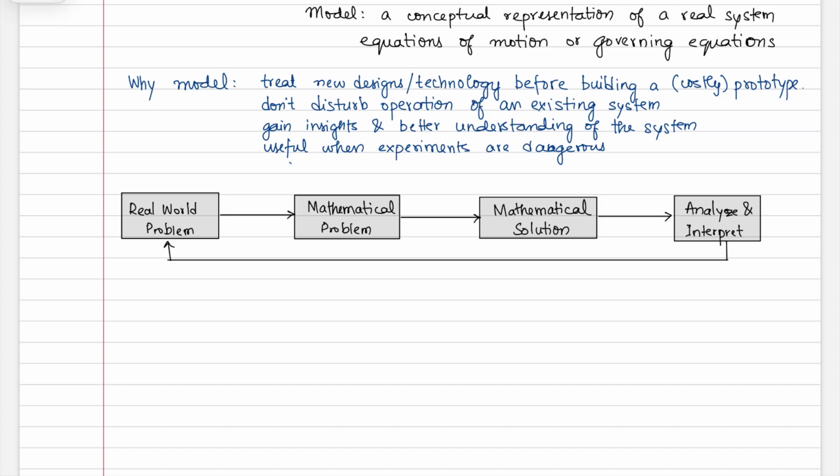What kind of data is available? Do you actually trust the data that you're getting from here? All of these things come when you're converting your real world problem into a mathematical problem.